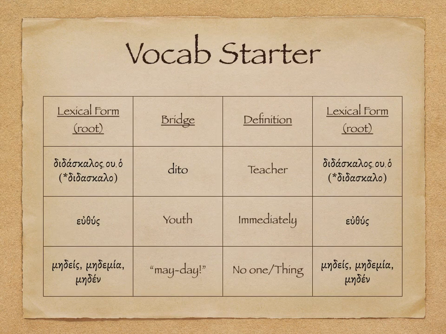Let's do some vocab. Didaskalos, my bridge is ditto. If I am a teacher, I want people to copy what I'm saying. Ditto. Ditto, I got it. Teacher, didaskalos, didaskalou, second declension noun. Euthus, hear the word youth there, and youth want things done immediately. Euthus means immediately. Mēdeis, mēdemia, mēden, someone yelling, Mayday, Mayday. They may have no one to help them, nothing to help them. Mēdeis, mēdemia, mēden, no one, nothing.